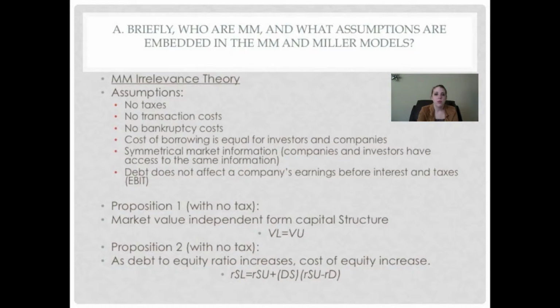And Proposition 1 explains that the market value, once again, is independent of capital structure, meaning that the value of a leveraged firm is equal to the value of an unlevered firm. And then Proposition 2 explains that as the debt-equity ratio increases, cost of equity increases. So there's the formula for that as well.